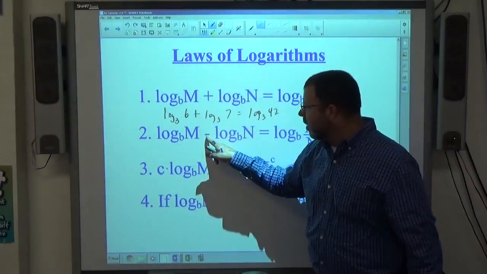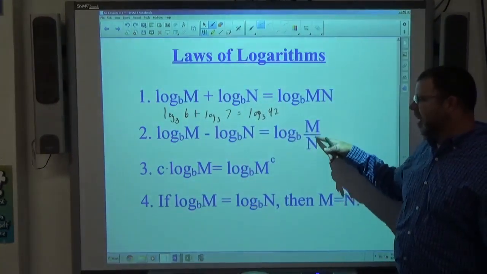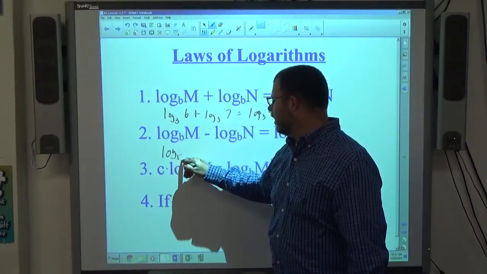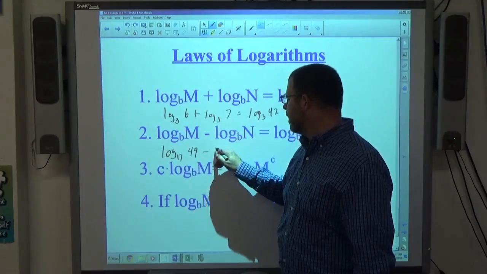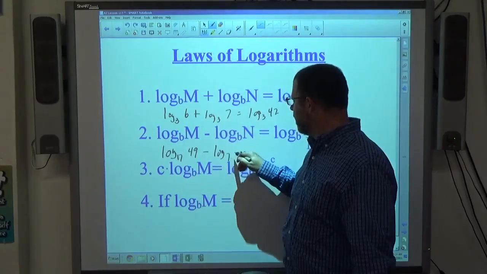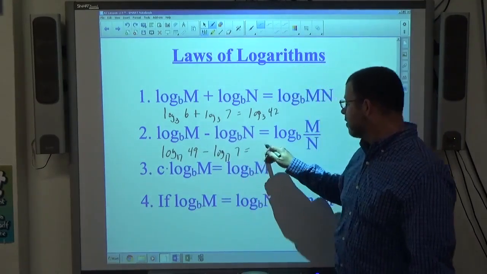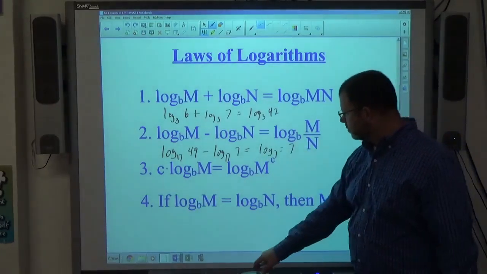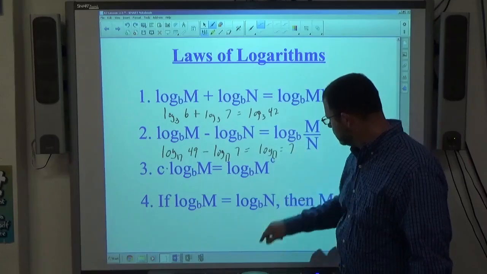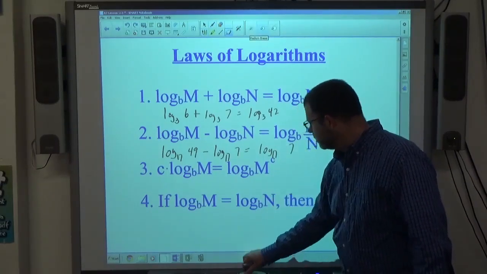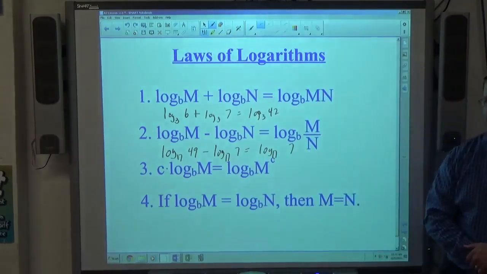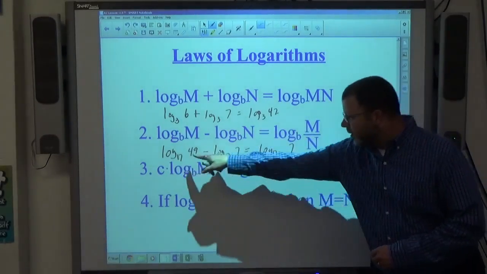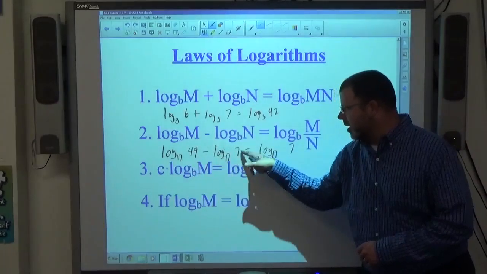If we're subtracting the logarithms, it's basically the same idea, except now you divide first by the second. So if I have log base 17 of 49 minus log base 17 of 7, that's going to be log base 17 of 7. Alright? So, single log expression, base stays the base, and then 49 divided by 7 equals 7.